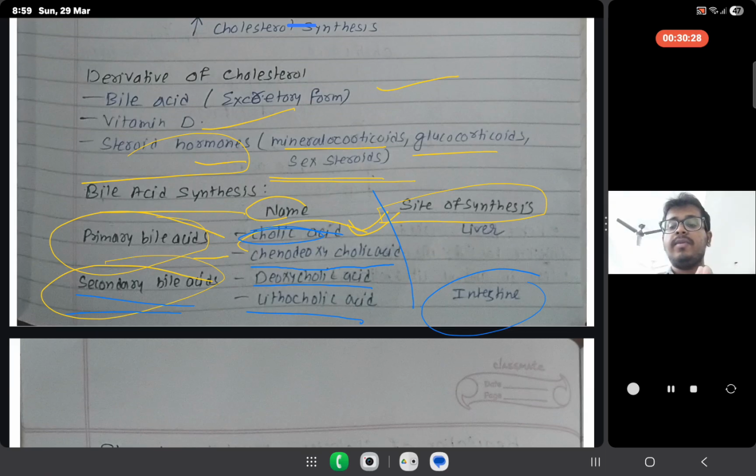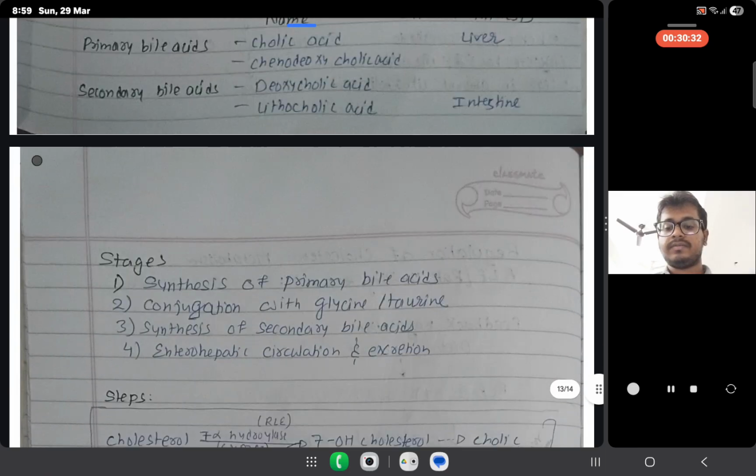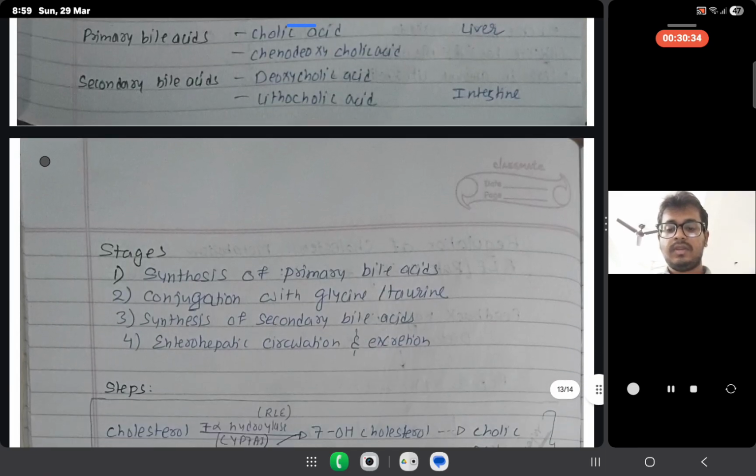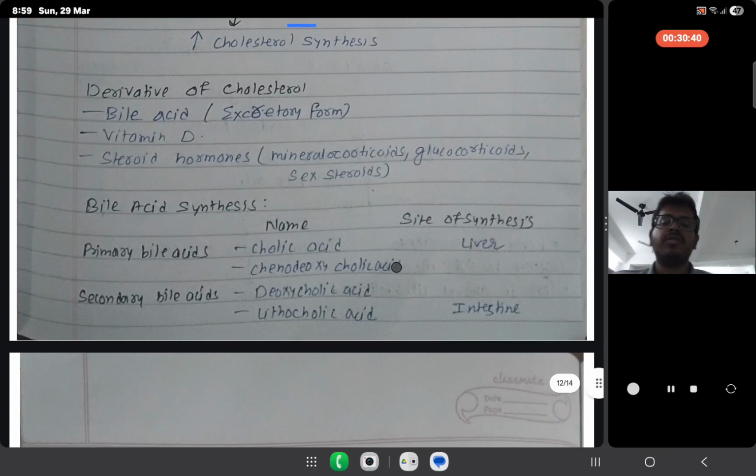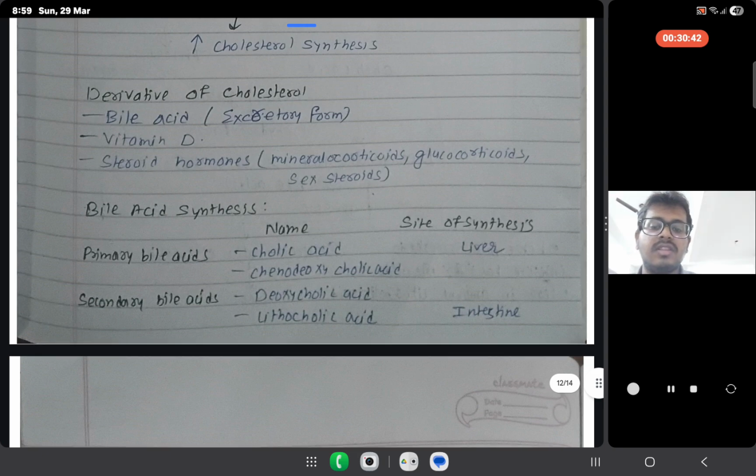So I am talking about bile acid synthesis. The primary bile acids are cholic acid and chenodeoxycholic acid, and the site of synthesis is the liver. Secondary bile acids are deoxycholic and lithocholic acid, formed in the intestine.